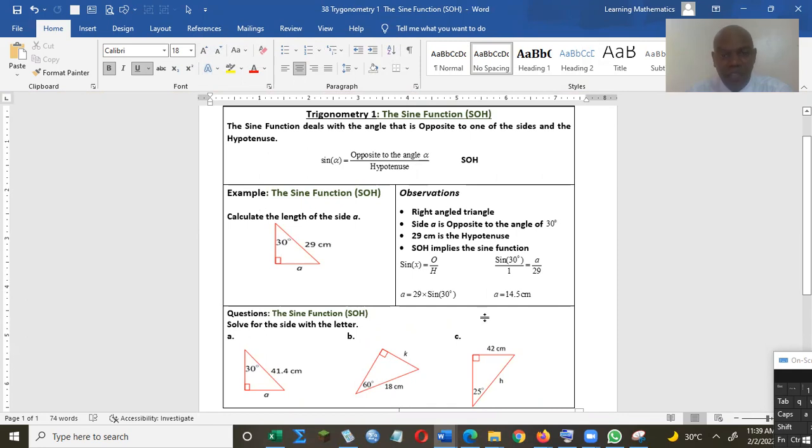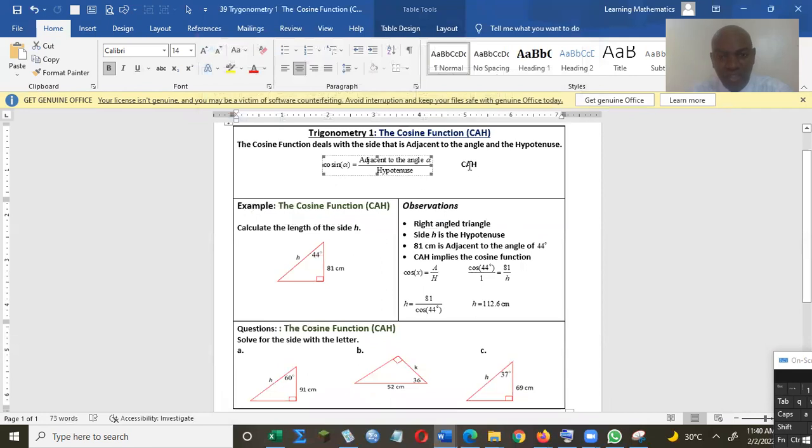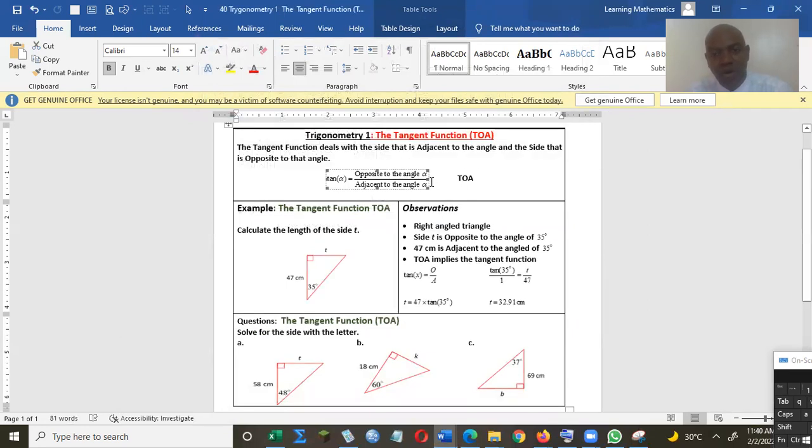Okay, and cosine is abbreviated CAH, adjacent to the angle alpha divided by the hypotenuse, and tan is abbreviated TOA, opposite to the angle alpha divided by adjacent to the angle alpha.